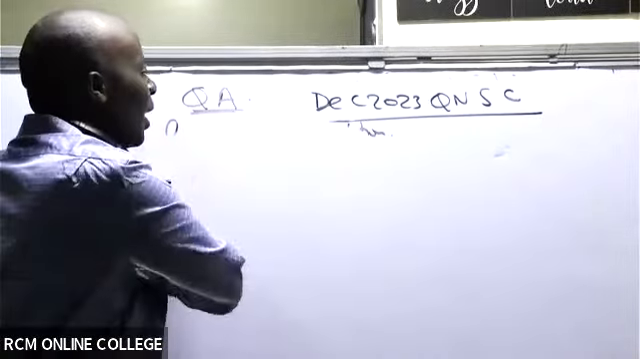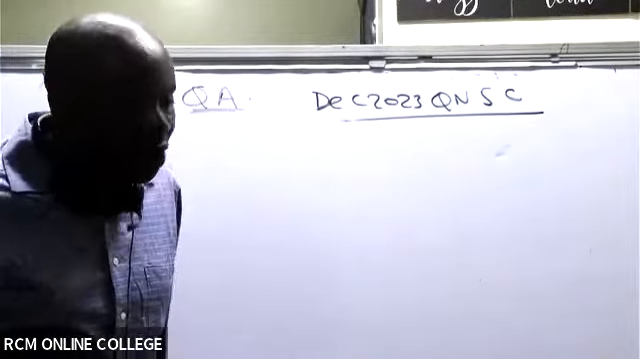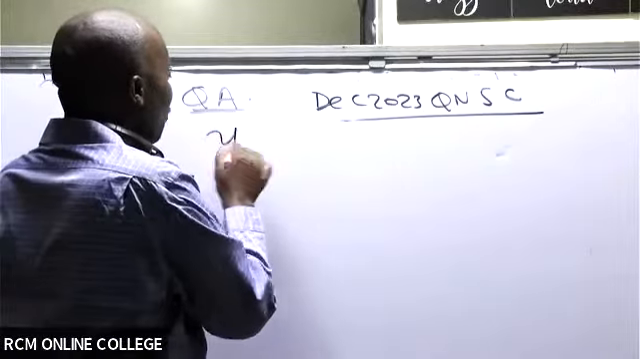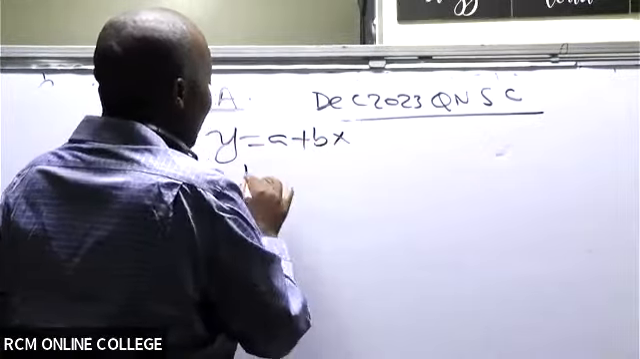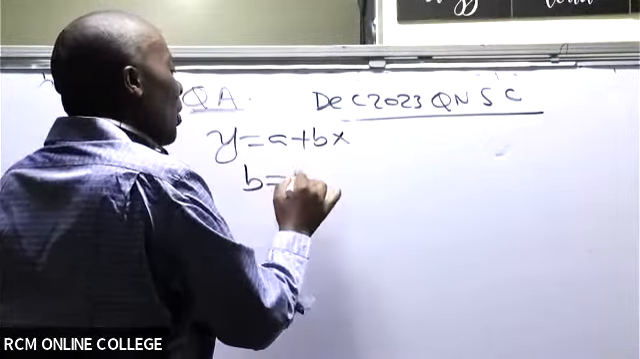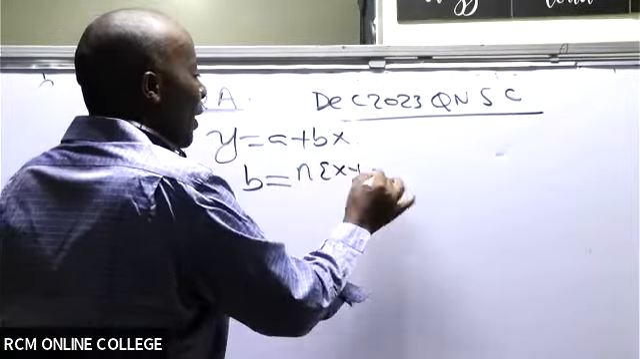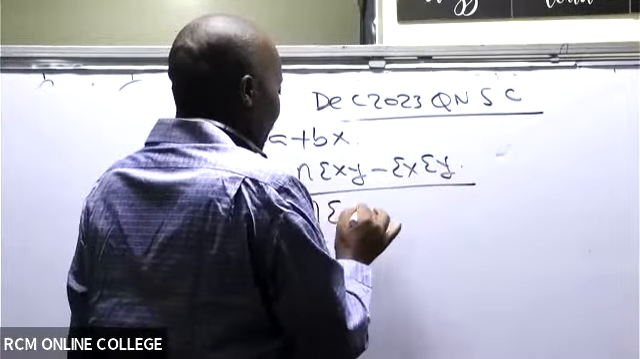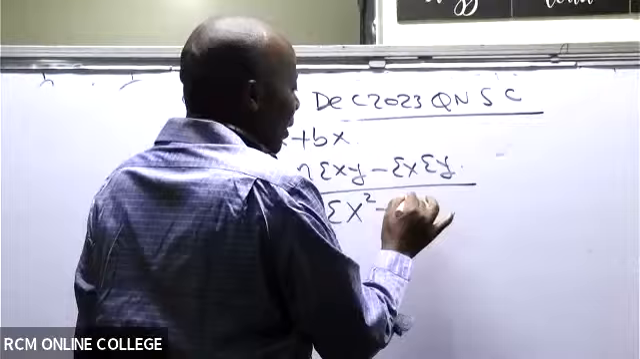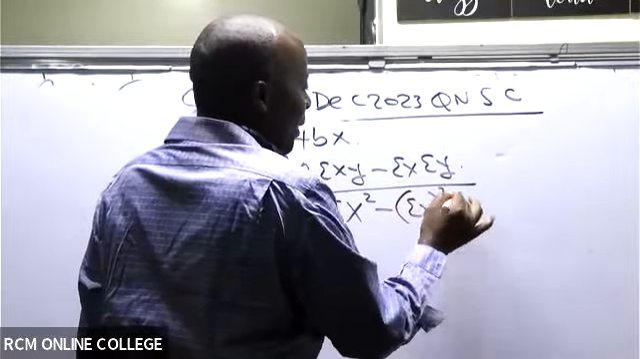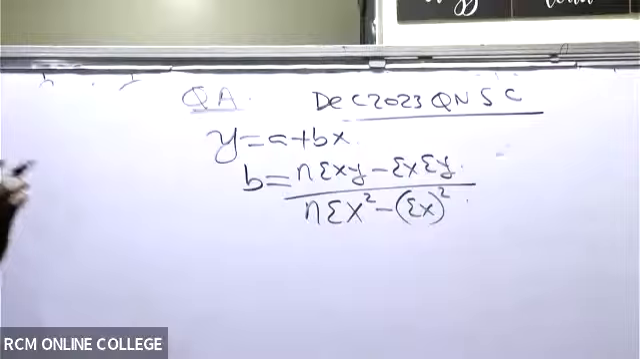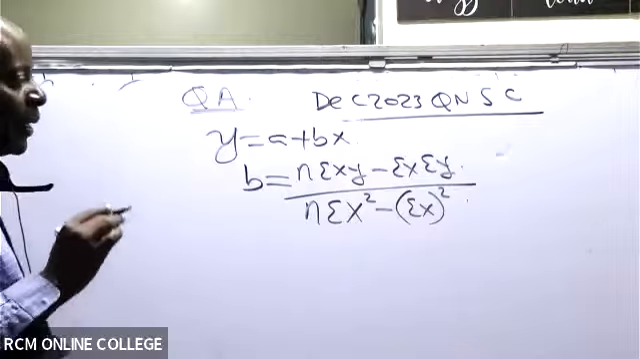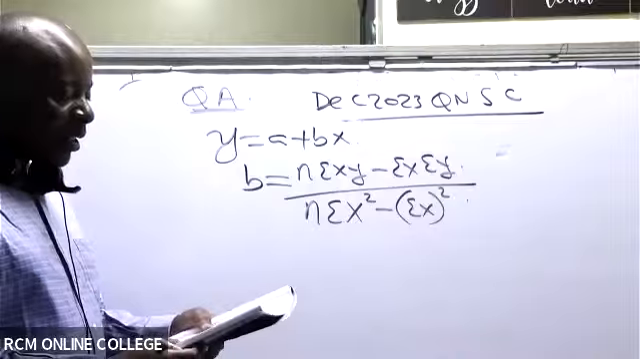Because if we know that regression is used to ascertain equations of the form y equals a plus bx, then to get b, which is the gradient, we normally talk of n, summation of xy minus summation of x, summation of y, all over n into summation of x squared minus summation of x, squared. So we start first of all by getting that gradient.